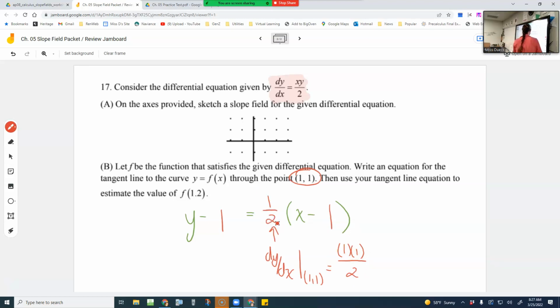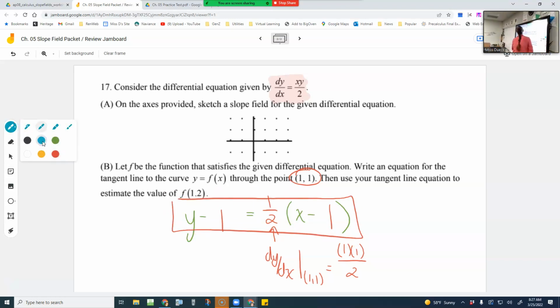And this is an FRQ. So we can go ahead and say, hey, we've gotten that part done, but just be careful to keep reading the question because then it says to do what? To estimate the value of f of 1.2.